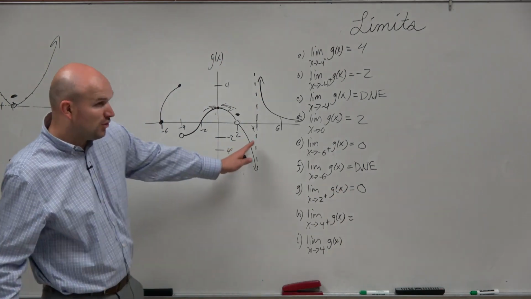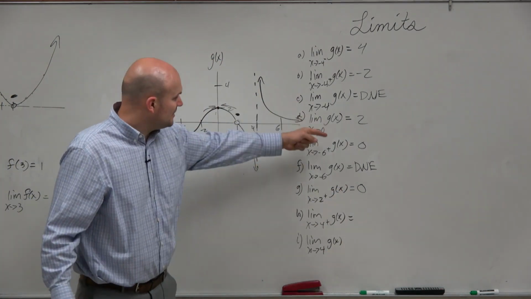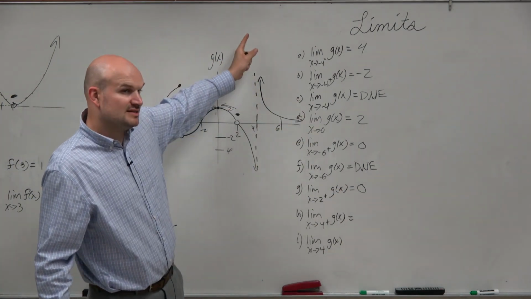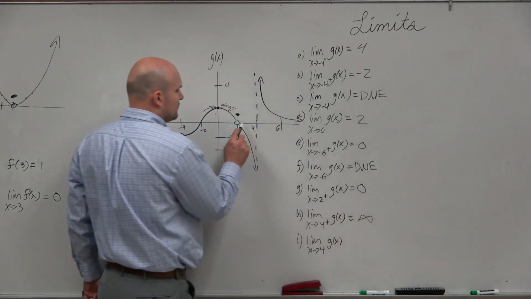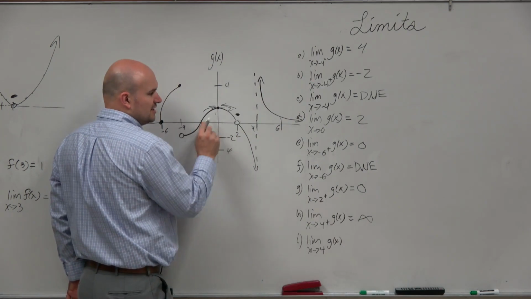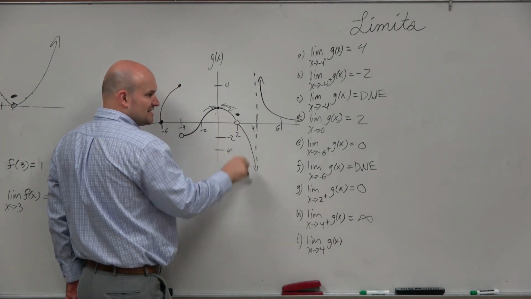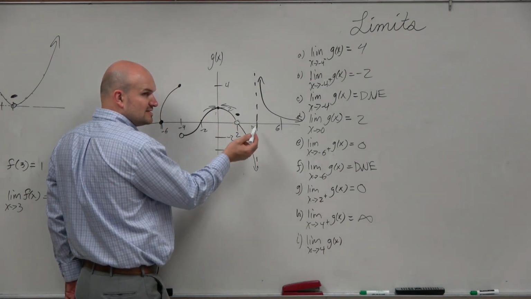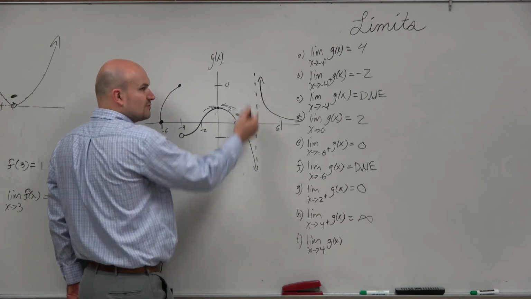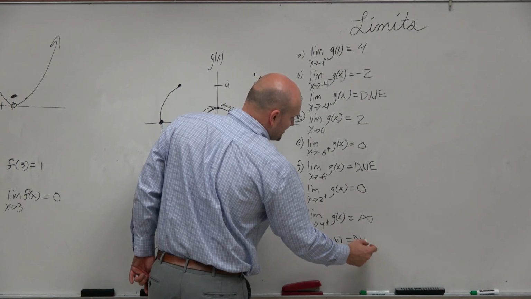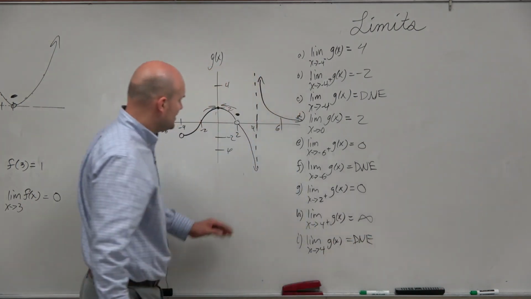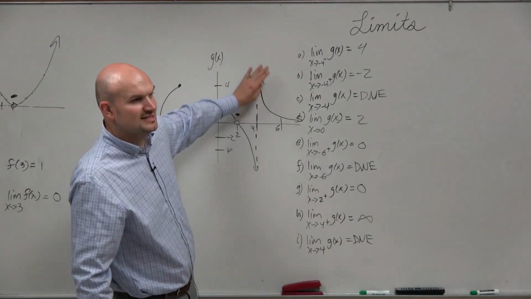As we approach 4, now this is an asymptote, right? But as we're approaching 4 from the right, you guys can see that we're going all the way up to infinity. And as we approach 4 from the left, we're going down to -infinity. Well, since we're not approaching the same value, since we're going in different directions here at 4, we can definitely say it does not exist.